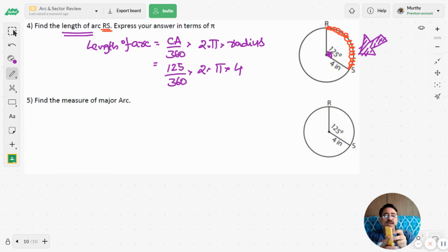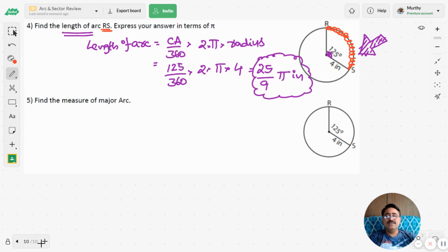Let me grab my TI-84 calculator. It is alpha y equals, then I'll get a fraction: 125 over 360 times 2 times, I'm dropping the pi symbol, 2 times 4. The answer is 25 over 9. Therefore, this equals 25 over 9 pi inches because it is length of arc. Therefore, this is the answer.